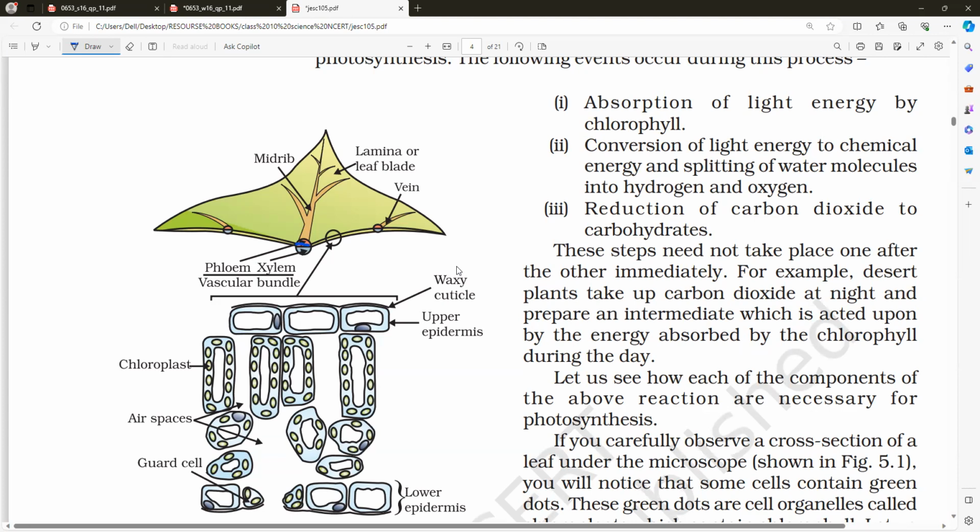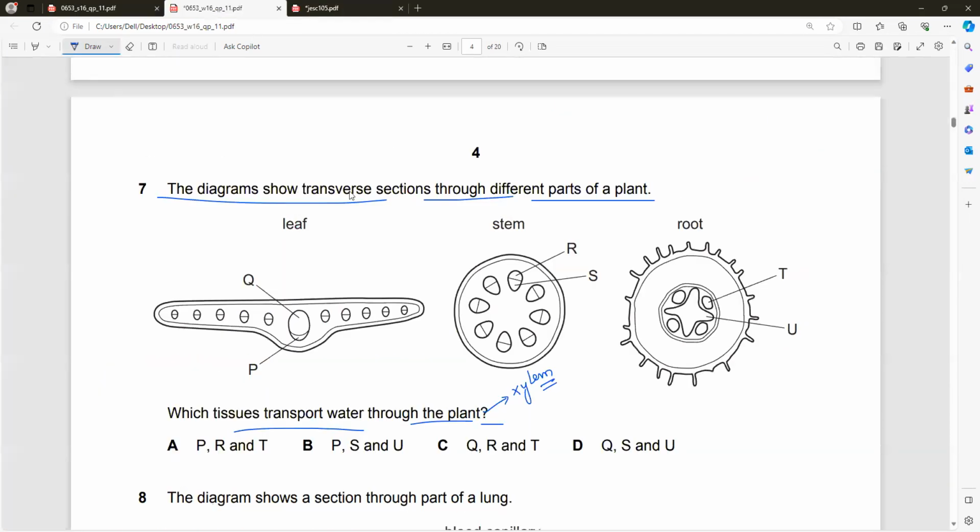So it is an inverted leaf transfer section. If you make it inverted, what will happen, everybody? Xylem will be up and phloem will be down. So always remember that. Now the question will come.